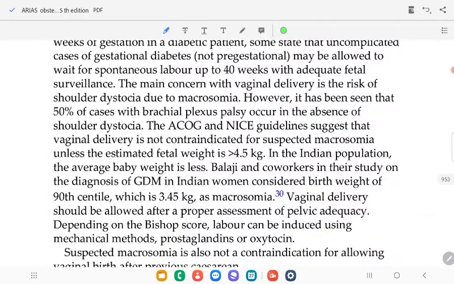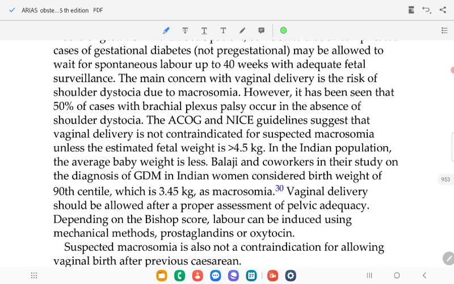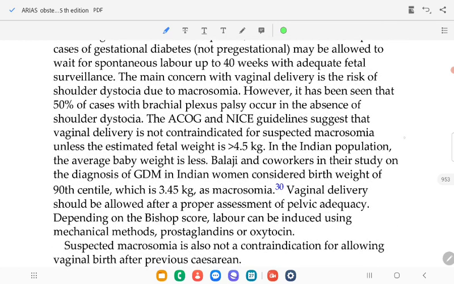On the timing and mode of delivery: although most associations recommend delivery after 38 weeks of completed gestation in diabetic patients, some state that uncomplicated cases of gestational diabetes, not pre-gestational, may be allowed to wait for spontaneous labor up to 40 weeks with adequate fetal surveillance. The main concern with vaginal delivery is the risk of shoulder dystocia due to macrosomia. However, it has been seen that 50% of cases of brachial plexus palsy occur in the absence of shoulder dystocia. The ACOG suggests that vaginal delivery is not contraindicated for suspected macrosomia.